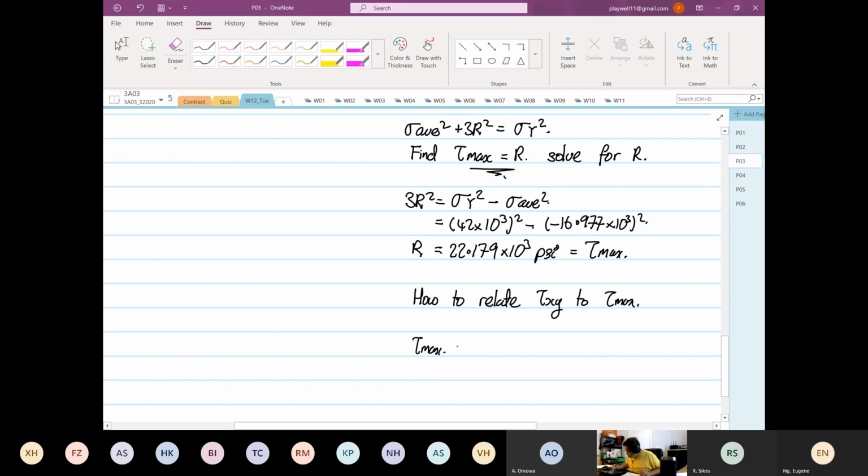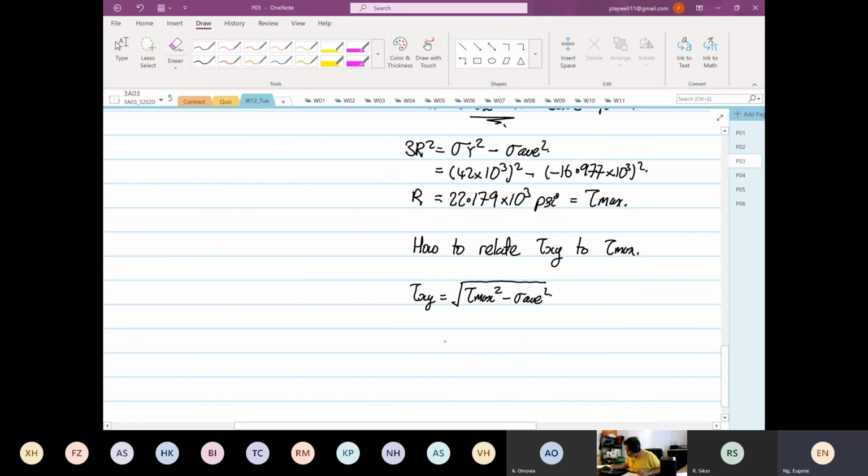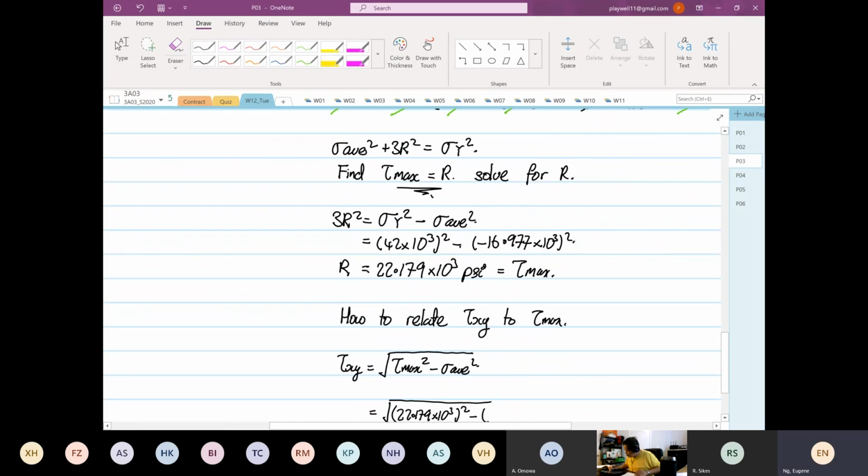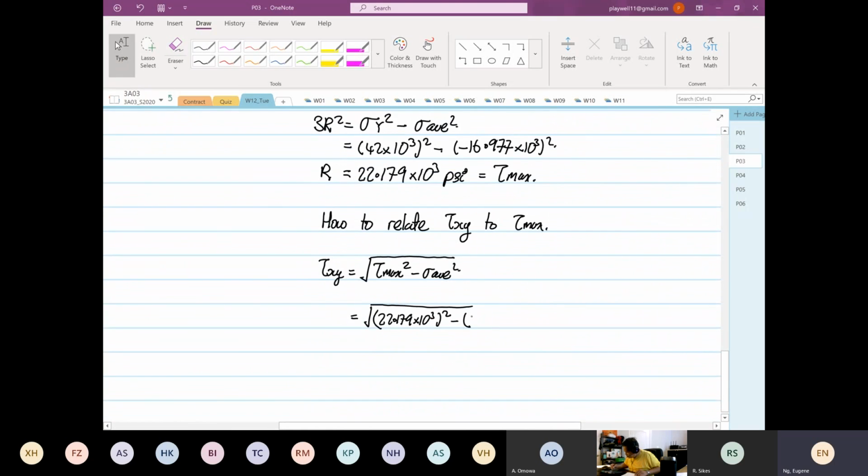So we know that tau max, or we can directly write that shear xy, we use Pythagoras theorem, right? Shear xy is equal to the square root of tau max squared minus average stress squared. Okay, so over here tau max is not 16.977, it's 22.179, yep, 22.179 times 10 to the power 3 squared, minus the average stress, which is 16.977 times 10 to the power 3 squared.